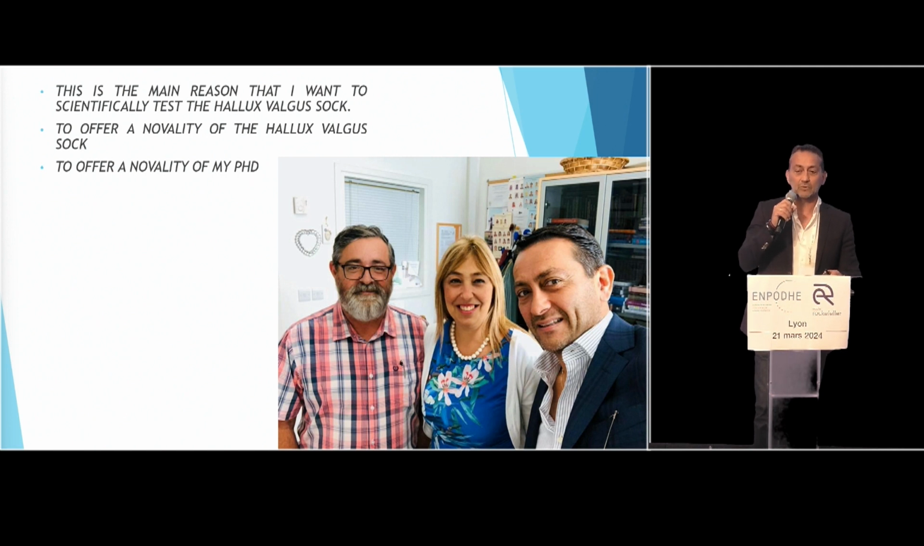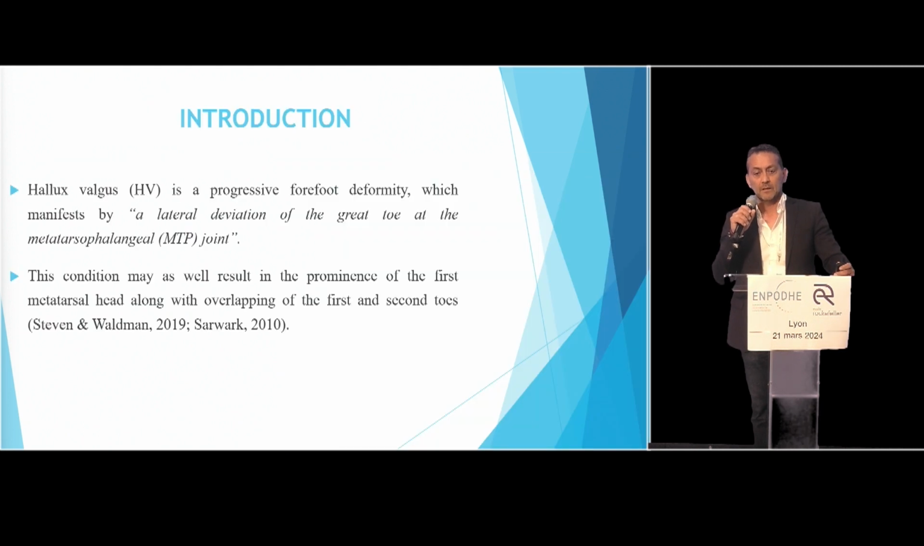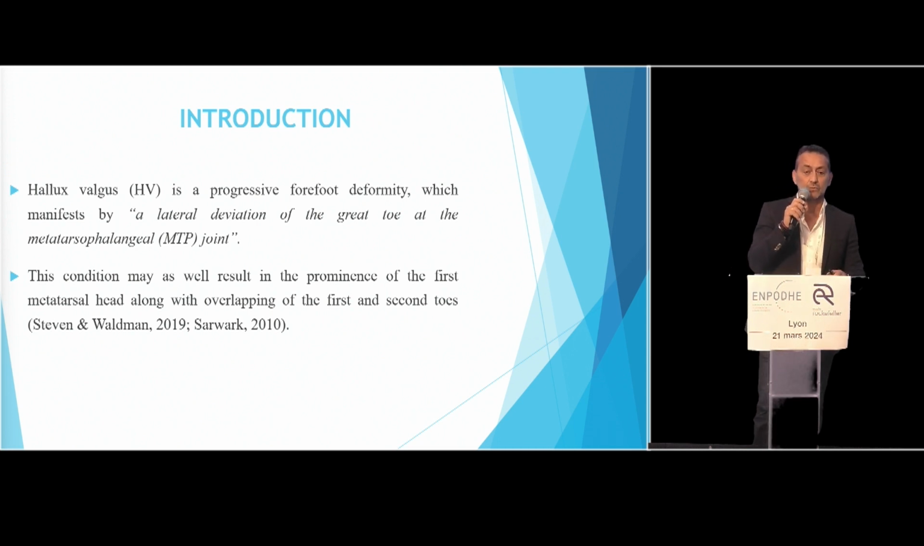This is the main reason that I want to scientifically test the Hallux Valgus sock, to offer a novelty for my PhD. Hallux Valgus is a progressive forefoot deformity which manifests by a lateral deviation of the great toe at the metatarsophalangeal joint. This condition may also result in the prominence of the first metatarsal head along with overlapping of the first and second toes.